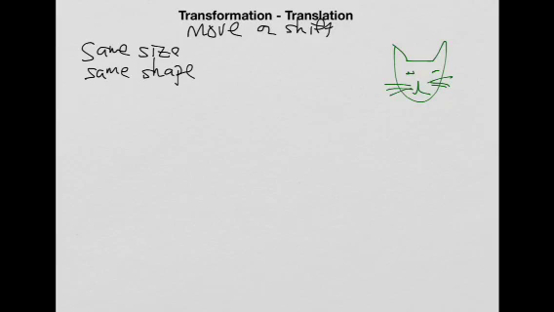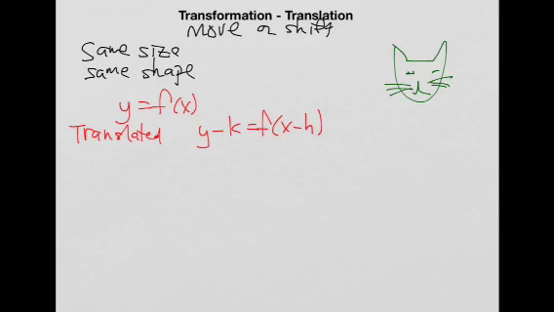When we're dealing with this and a function, if we start off with the function y equals f of x, our translated function is going to be y minus k equals f of x minus h. Or, if we like to solve for y, we're going to get y equals f of x minus h plus k.